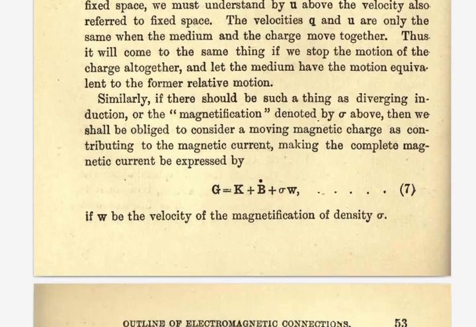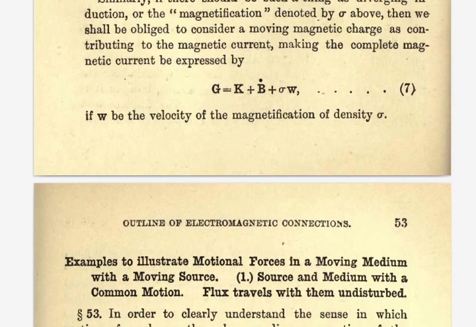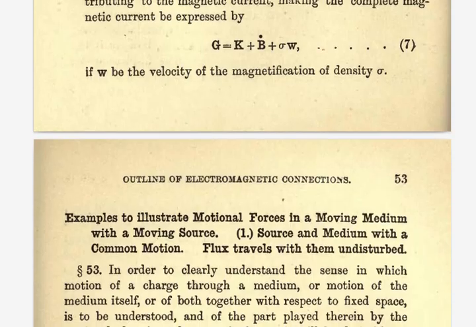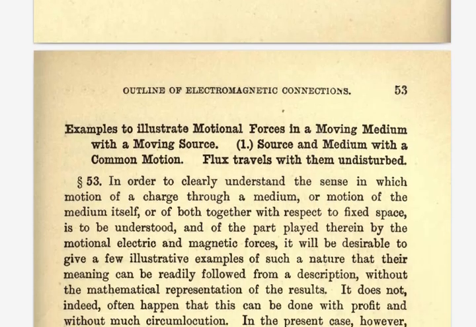Similarly, if there should be such a thing as diverging induction, or the magnetification denoted by sigma above, then we shall be obliged to consider a moving magnetic charge as contributing to the magnetic current, making the complete magnetic current be expressed by G equals K plus Ḃ plus σW, if W be the velocity of the magnetification of density σ.